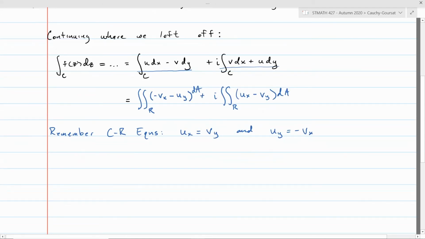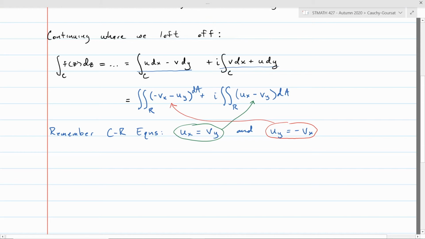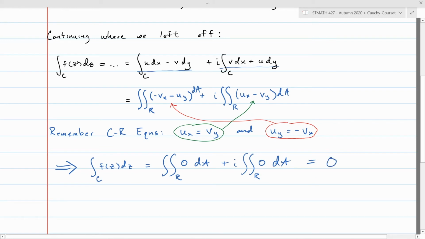And so when you apply u_y equals negative v_x to that first integral, you see that what you're integrating is actually 0. And when you apply u_x equals v_y to the second integral, you see that what you're integrating there is equal to 0 also. So this tells us that our integral of f of z dz along C ends up being the double integral over this region R of 0, plus i times the integral over R of 0, which is a big whopping 0. And that proves what we want to prove.